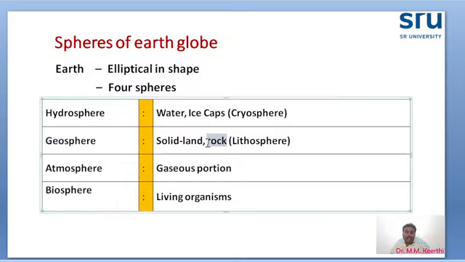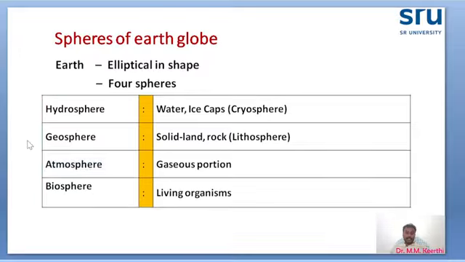In this, where particularly rocks are present, that area is called the lithosphere. And the third, and foremost important, is the atmosphere. Atmosphere is where the gaseous portions are present. And the fourth one is the biosphere. Biosphere is nothing but where the living organisms are present. Among these four spheres, today we are going to discuss the atmosphere, its composition, structures, how the atmospheric pressure varies, and what the weather variables are. This we are going to discuss in detail.